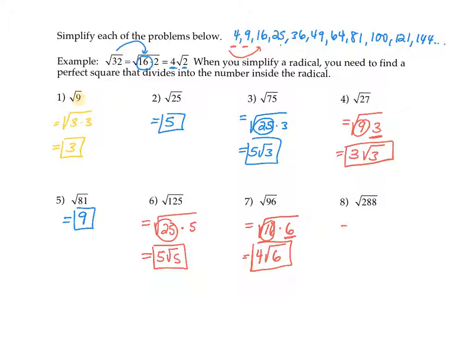Okay, with number 8, we've got the square root of 288. So it's a big number, and there are lots of numbers on this list that divide into it. But what I notice is 288 is just 2 times 144. So it's not a bad idea just to try dividing an even number by 2 to see what's left. So 144 is equal to 12 squared. So the square root of 144 gives us 12 on the outside, and we're left with 2 on the inside.